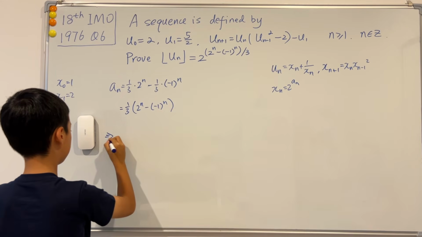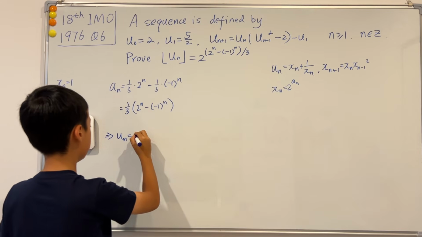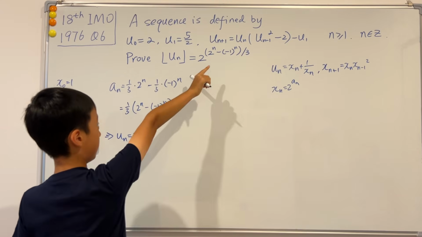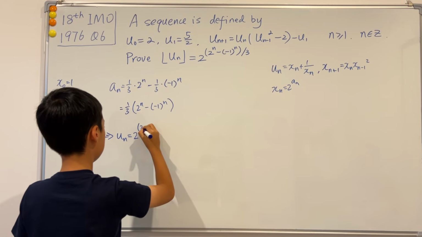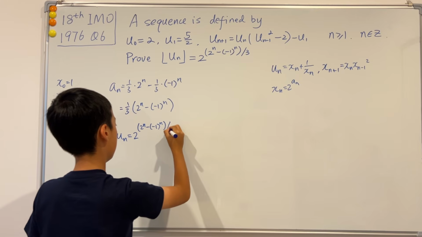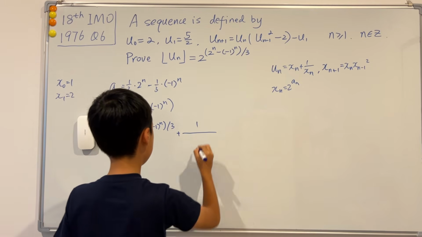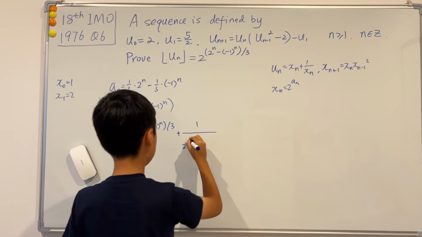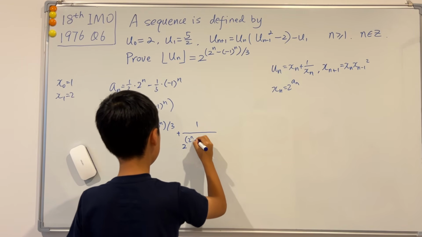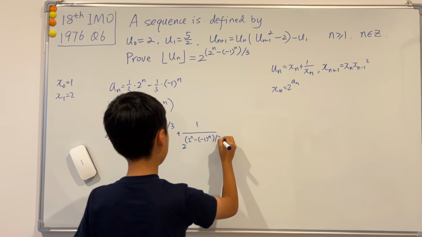So u_n is 2 to the this. So I'm going to write it like that. So 2 to the (2^n minus negative 1 to the n) over 3. And then add 1/2 to the (2^n minus negative 1 to the n) over 3.